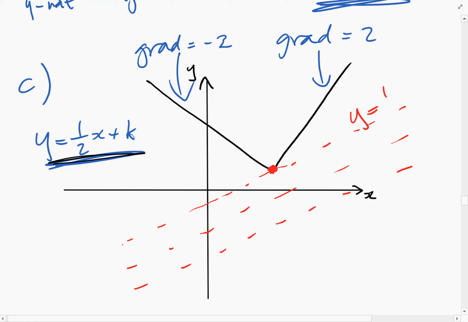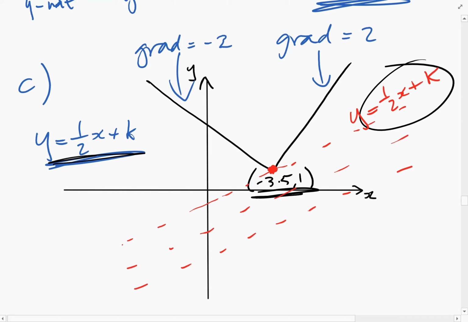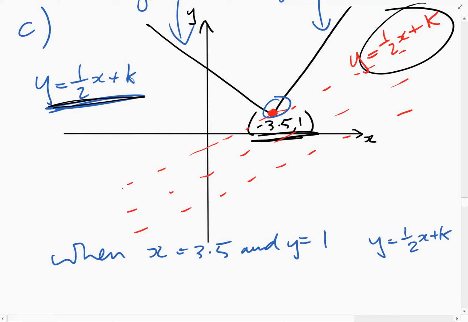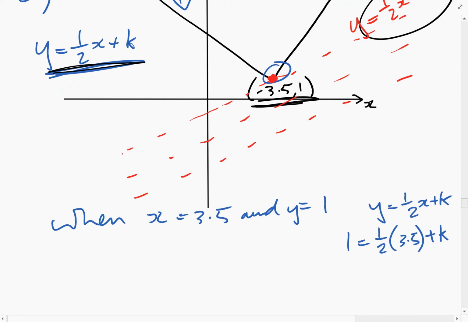So if we say this is y equals half x plus k here, now we already know this minimum point is 3.5, 1. So where is that line going to meet this stationary point? Well, when x equals 3.5 and y equals 1, in other words, at that minimum point, y equals a half x plus k would give you 1 equals a half times 3.5 plus k. So that would give you k is minus 3/4. k equals minus 3/4 where the two graphs meet at the minimum point.